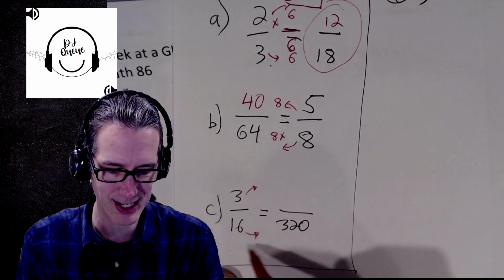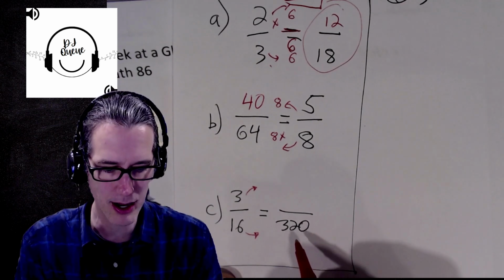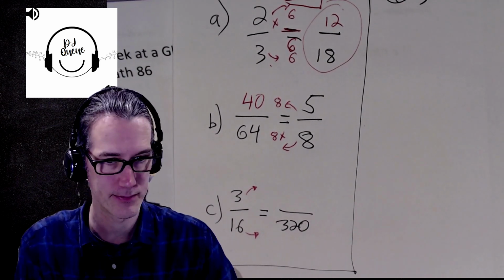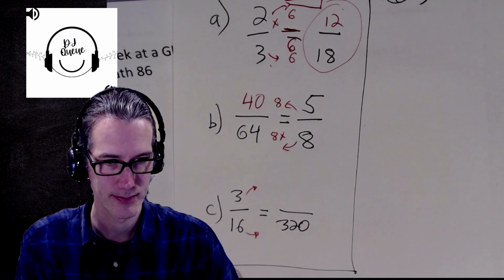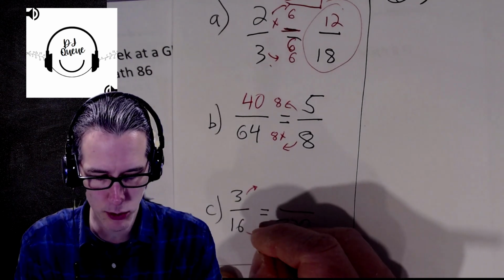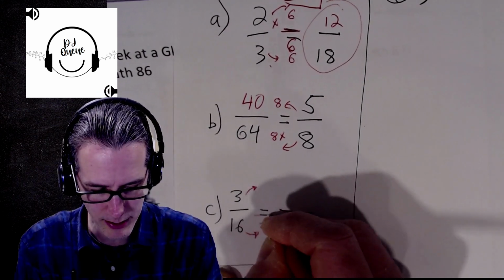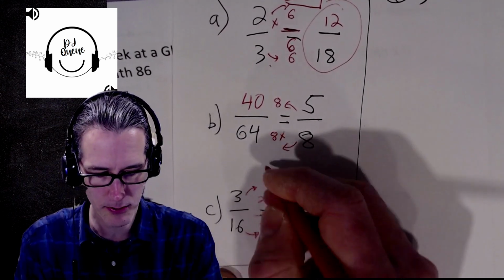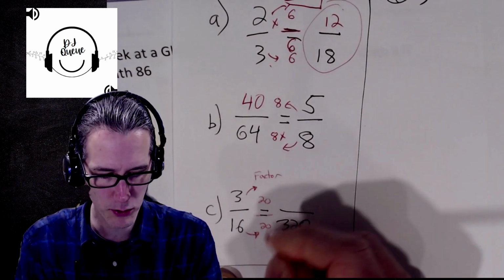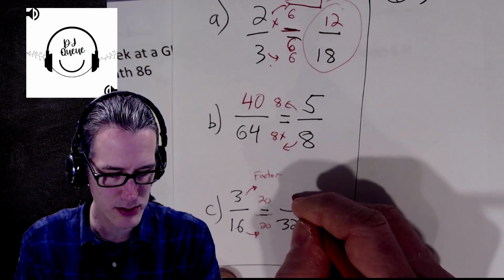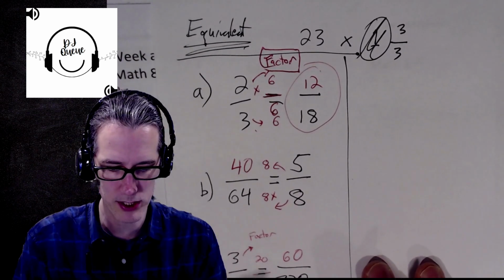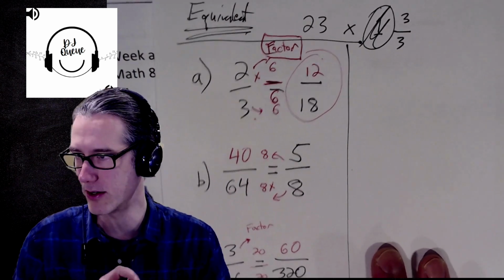So what did I do to the 16 to get it to be 320? In this case, I'm multiplying it by 20/20, right? And so I'm running it through that factor. Factor of 20/20, and so 20 times 3 is going to be 60. So your answers are 12/18, 40/64, and 60/320.